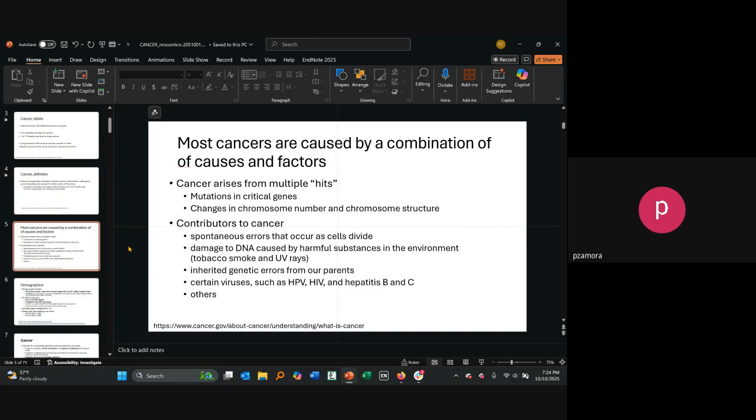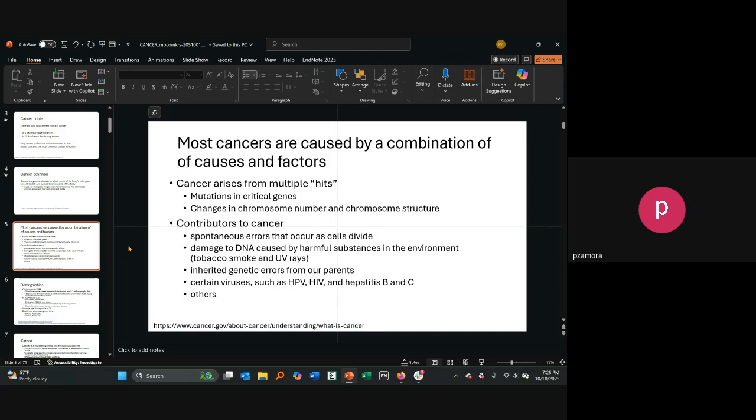Cancer arises from multiple hits to a given set of genome components. It arises from mutations in critical genes, and we'll be talking about what those critical genes are a bit later. It also results in changes in chromosome number and chromosome structure. These two things, mutations and changes in chromosome number, are hallmarks of cancer, and I'll be talking about those again a little bit more. There's also a number of things that contribute to cancer. They don't necessarily cause it, but they contribute to it.